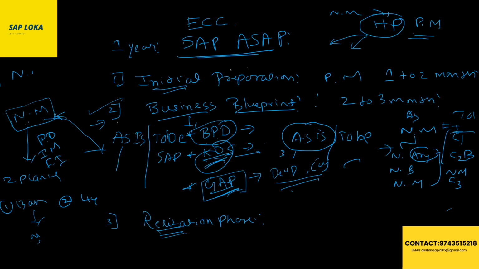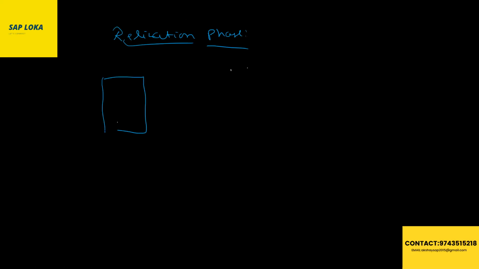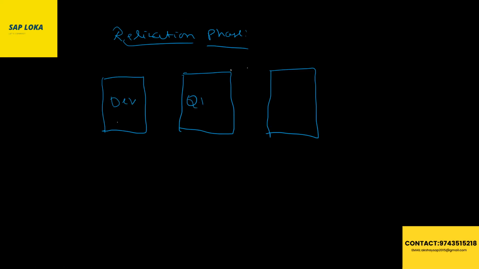In the realization phase, all server installation will happen. Who will do the server installation? The Basis consultants will do it, the Basis and ABAP consultants. As I earlier told, in the realization phase we have 3 servers: one is the development server, the quality server, and the production server. So here one server installation will happen.